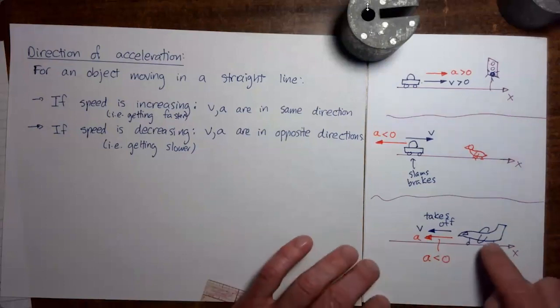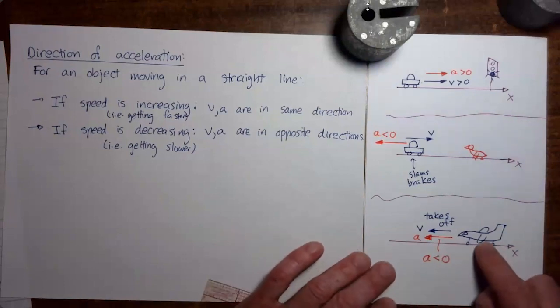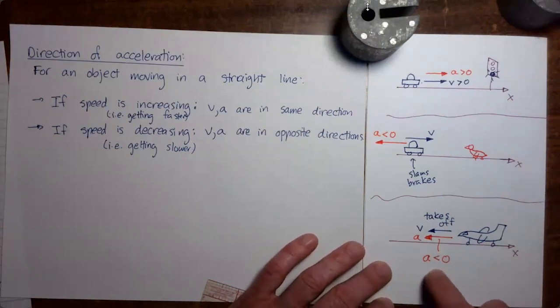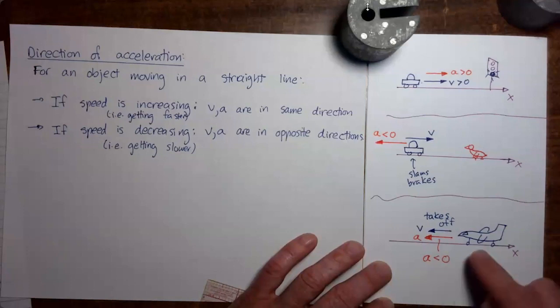Okay? So here we have an example of an object which is getting faster and faster, but we say that the acceleration is negative because the acceleration is directed opposite of our positive direction.